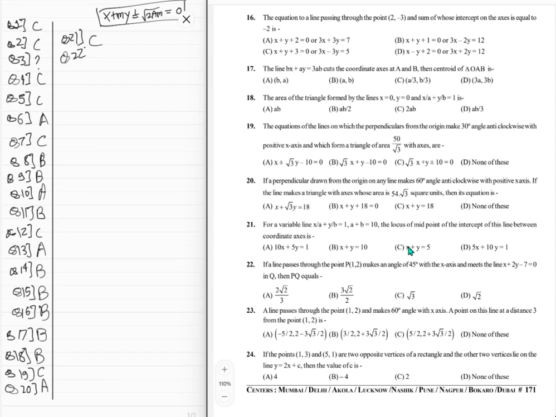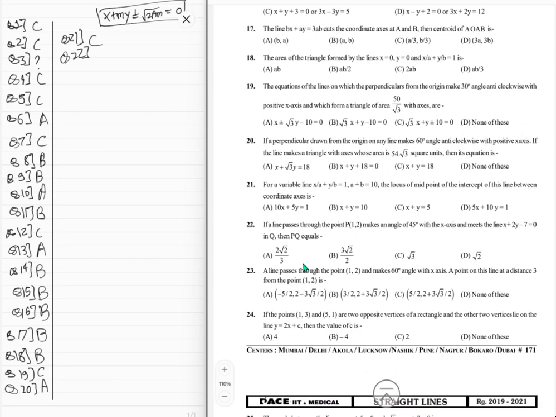Question number 22. If a line passes through this point and makes an angle of 45 degrees with the x-axis and meets the line in Q, then PQ equals what? So through some point it makes some angle, so slope 1, and meets this line in Q. Let's just say Q is 1 plus r comma 2 plus r, because then the vector going from P to Q will just be r comma r, and we can easily find out what that is.